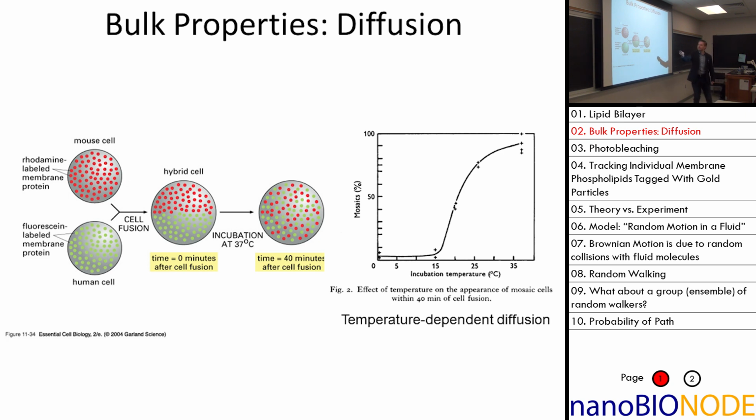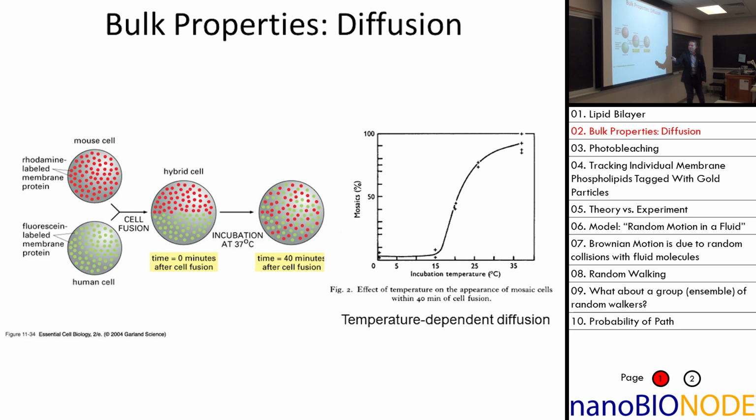And then they did a similar thing to a mouse cell. Okay, so again, they took these membrane proteins and then they labeled them again with some kind of fluorescent dye. So in this case, it says it's rhodamine. So what happens is that the mouse cell is fluorescent in red, and the human cell is fluorescent in green.